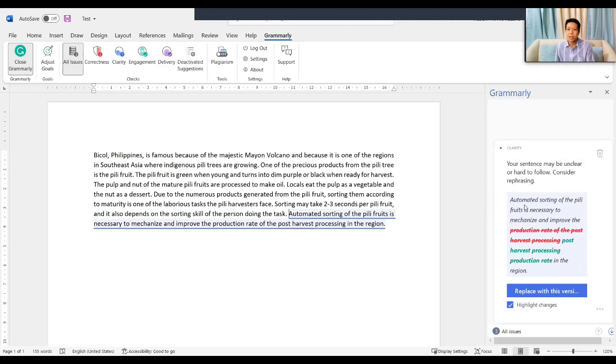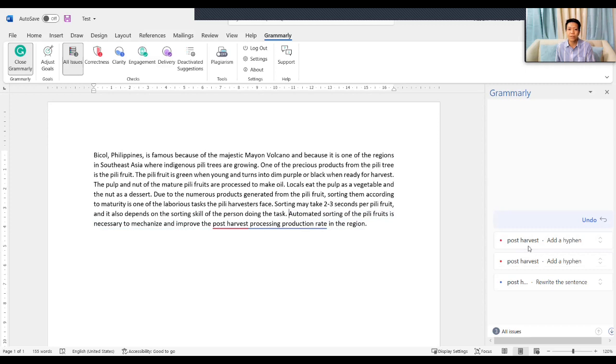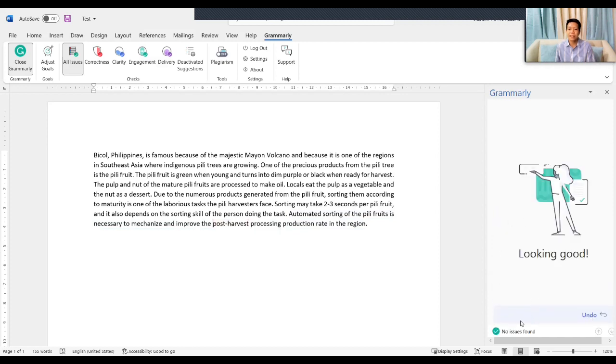The recommendation was: automated sorting of the pili fruit is necessary to mechanize and improve the post-harvest processing production rate in the region. It looks like this is more appropriate when I read through it a second time, so I will be selecting this one. And finally, the last three. A hyphen is missing. And look at this one: no issues found. This is a better way of presenting the statement of the problem for our research paper. That's how Grammarly will be able to help you in your research ventures.